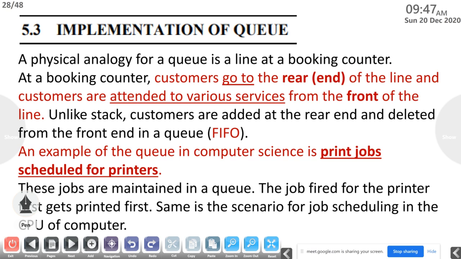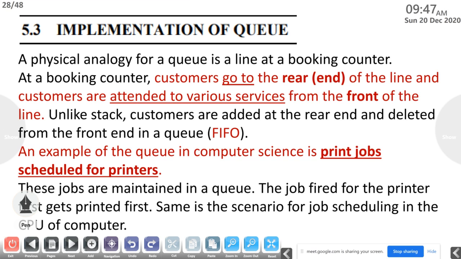Same is the scenario for job scheduling in the CPU of computers. So many jobs are coming to the CPU. The first job coming to the CPU will be scheduled first. So these are the two examples that we are using in computer science. First one, print jobs are maintained in a queue in a printer, and the same scenario for job scheduling in the CPU. These two are examples of implementation of queue in computer science.